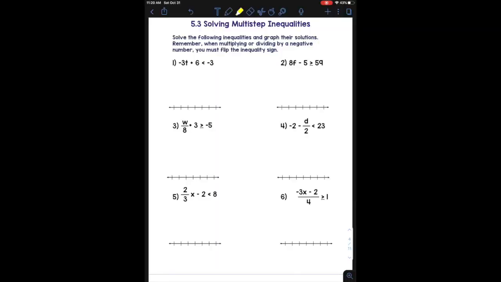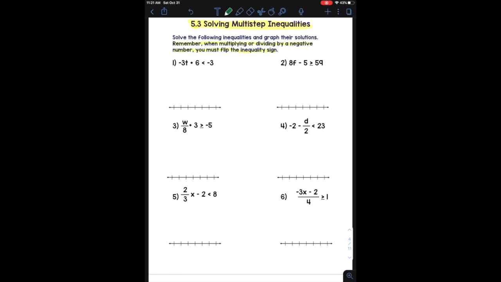Hey guys, this lesson is on solving multi-step inequalities. This is basically the same as our previous lessons in solving inequalities, such that we're going to solve them just as we did with the equations last chapter. However, we have to remember when multiplying or dividing by a negative number, you must flip the inequality sign.